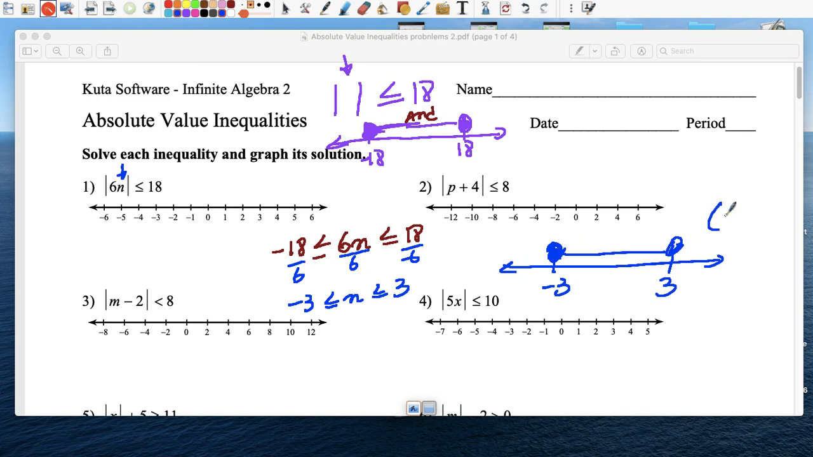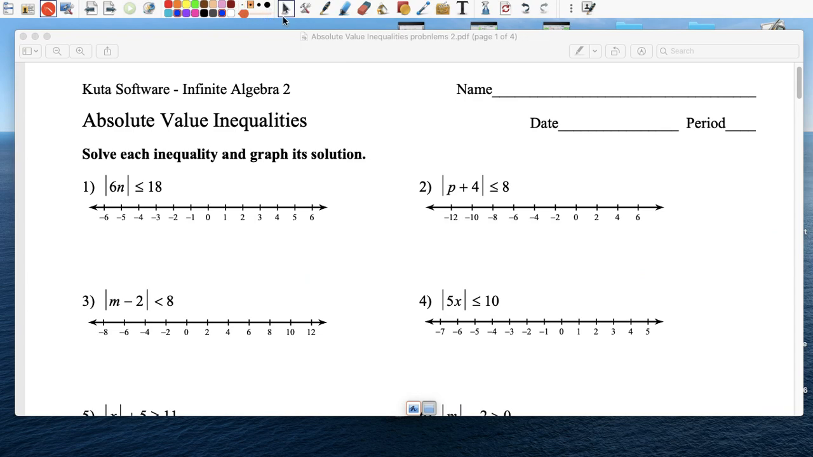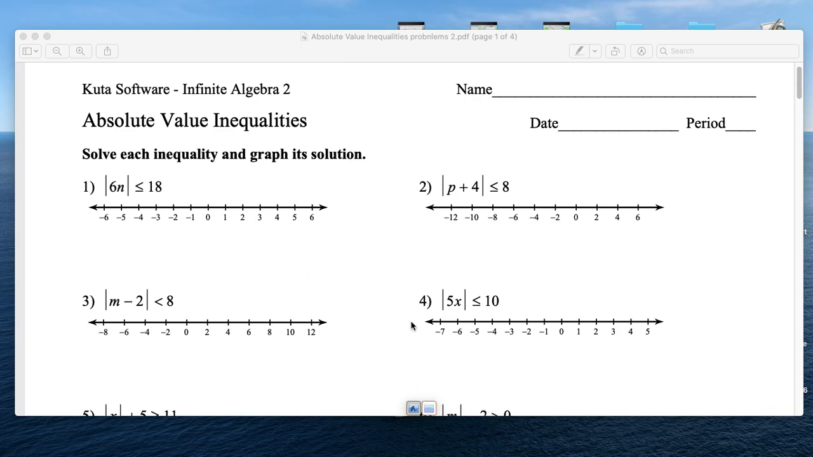And we can also write it like this. Oops, sorry. It should be brackets, not parentheses, brackets. Negative 3 all the way to 3. There. So this, and this. And that's the first one. I'm going to skip 3 because it's pretty much the same.